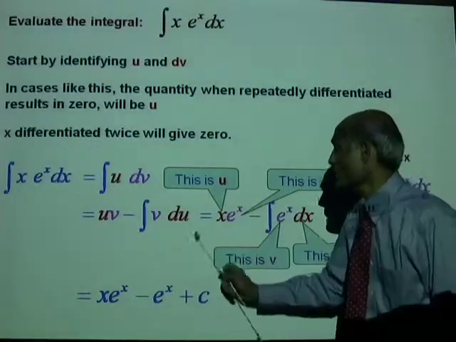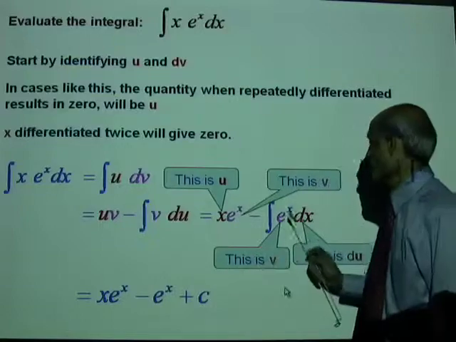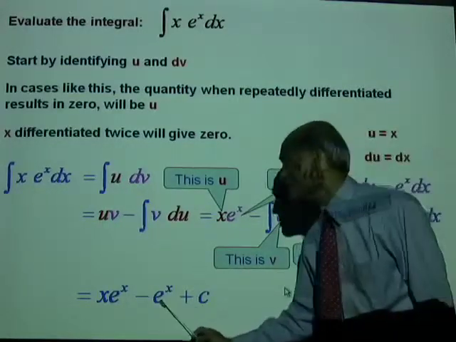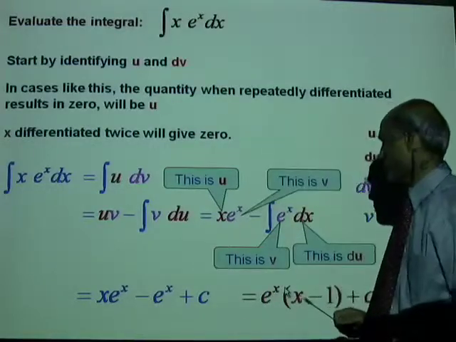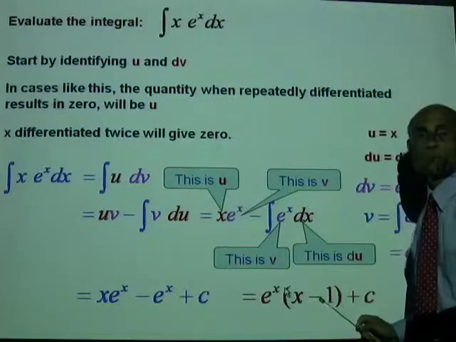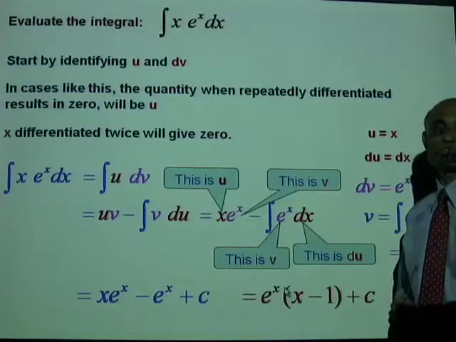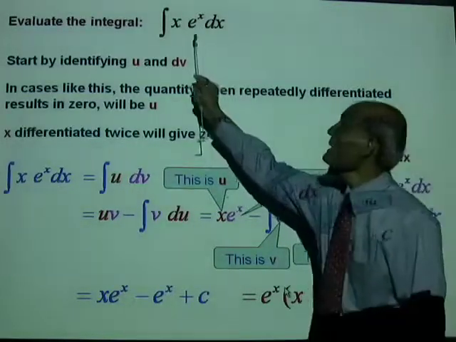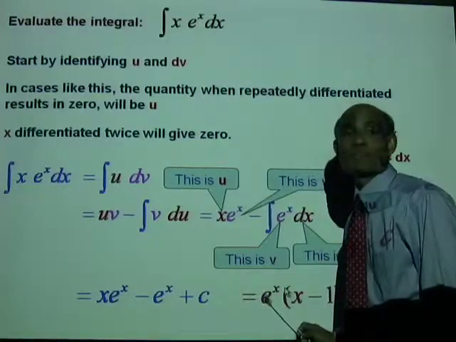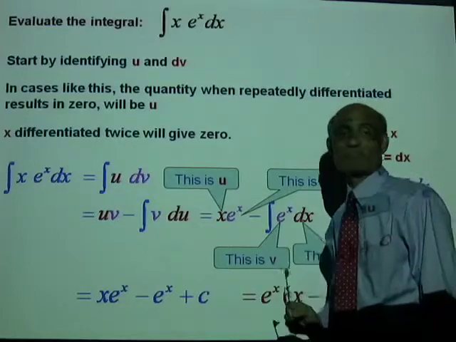So that will be x e to the power of x minus e to the power of x plus c. And you can factor out an e to the power of x. So the result is e to the power of x times (x minus 1) plus c. So you can see by integrating this by parts, it was actually made very simple.